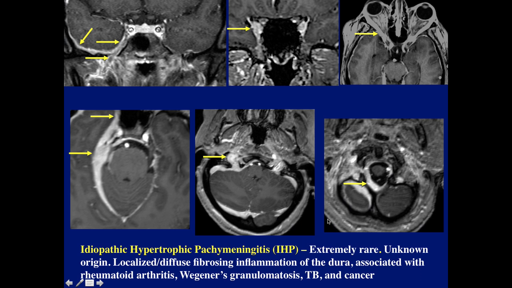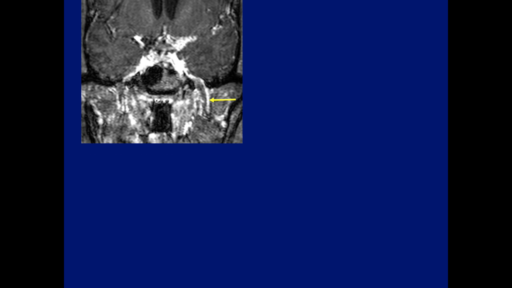And this I've shown before, the idiopathic hypertrophic pachymeningitis, which involves the dura in multiple locations, remember in the orbit, posterior fossa, but also involved here the mandibular nerve. Here we have abnormal involvement of the left mandibular nerve and enhancement along the meninges in the subarachnoid spaces. An unusual case, any diagnoses?